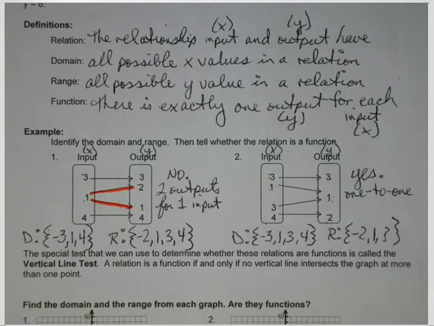Okay? Now, that's if I have all the values listed. Well, what if I don't have the values? What if I have a picture instead? Then we have a test that we use to determine it. It's called the vertical line test. Now, which direction does a vertical line go?